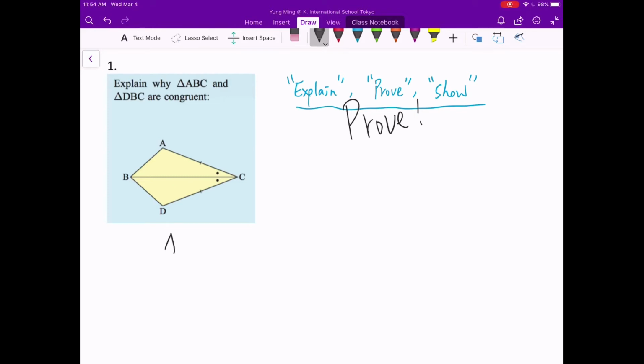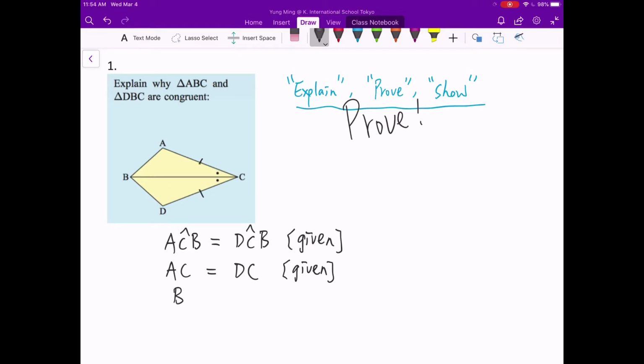First of all, I can see that angle ACB is equal to angle DCB. Well, this is actually given, okay, according to the dots on the diagram. And second of all, we have AC equal to DC. This is also given, okay, according to these dashes over here on the diagram. Now, lastly, we have BC equals BC. Okay, these are not really given, but we're actually talking about a line that is shared by both triangles over here. So for sure, these are equal.